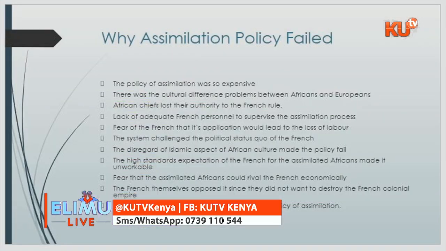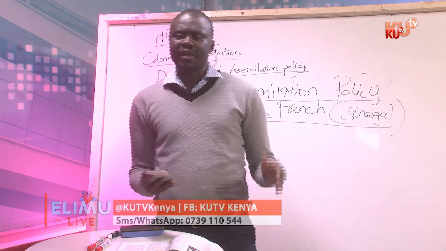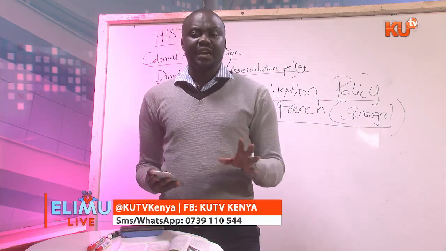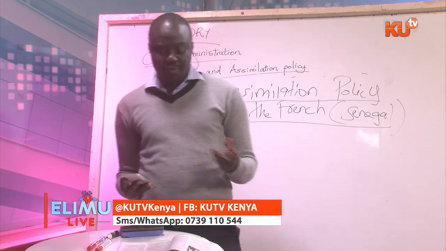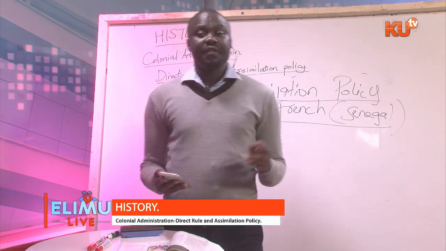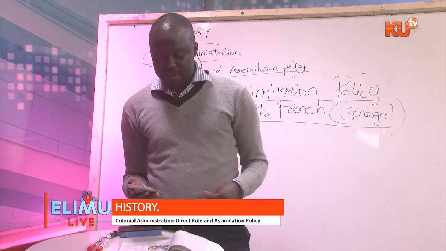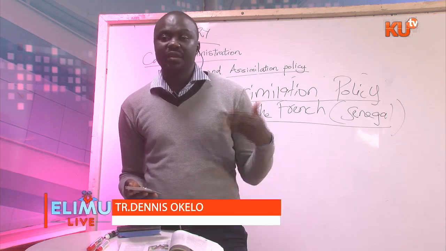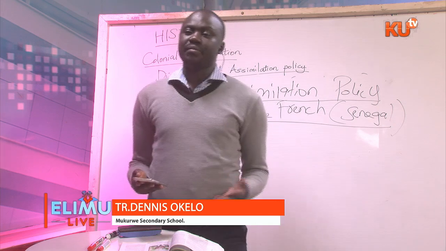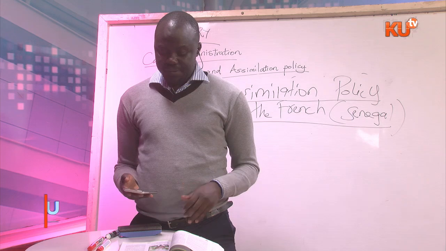Then the last thing is that the rise of African nationalism undermined the policy of assimilation. Now, African nationalism wanted nothing to do with the French. They wanted free Africans who could govern themselves. That is where Leopold Senghor, the first president of Senegal, the poet in fact who assumed presidency, came in. They wanted nothing to do with French autonomy, but they wanted to become leaders. Now, this was against the French assimilation policy.